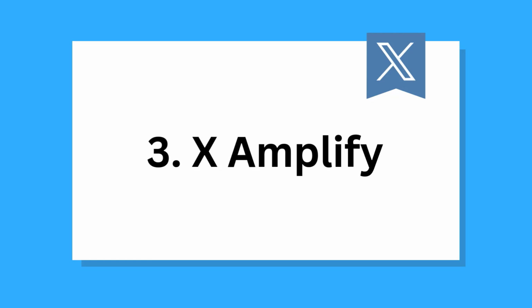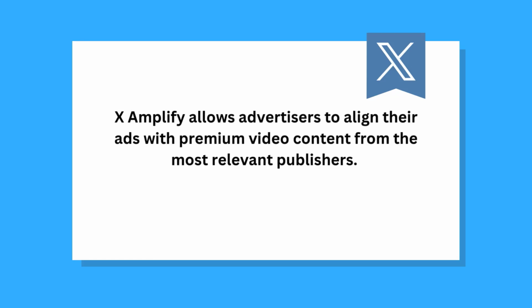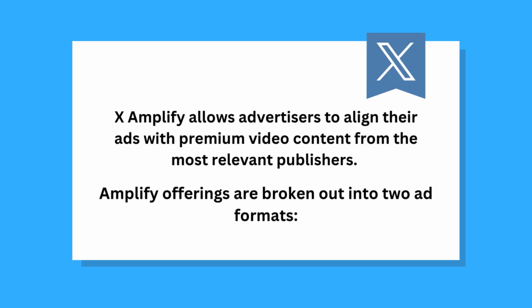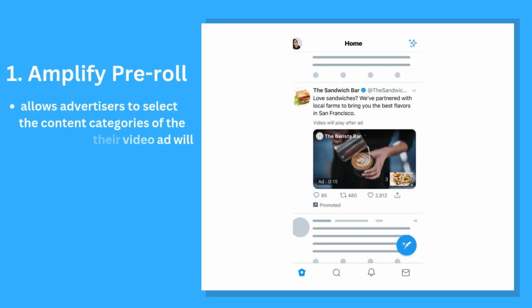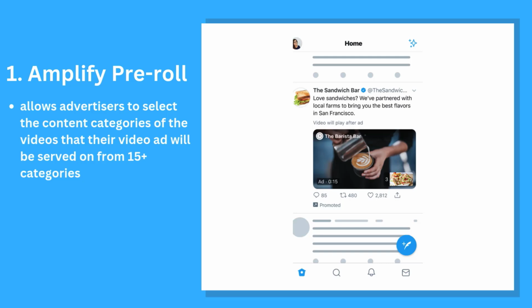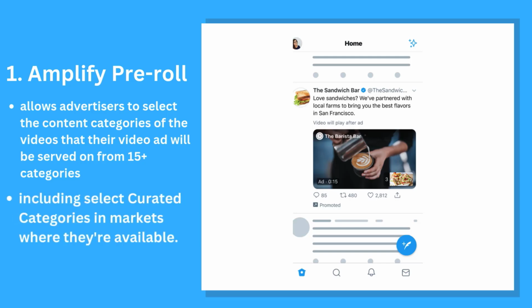X Amplify. X Amplify allows advertisers to align their ads with premium video content from the most relevant publishers. Amplify offerings are broken out into 2 ad formats. First one is Amplify Pre-roll. Allows advertisers to select the content categories of the videos that their video ad will be served on from 15 plus categories, including select curated categories in markets where they're available.